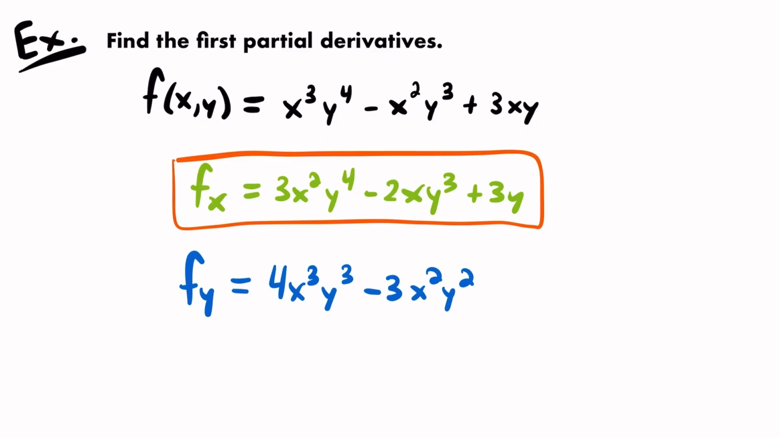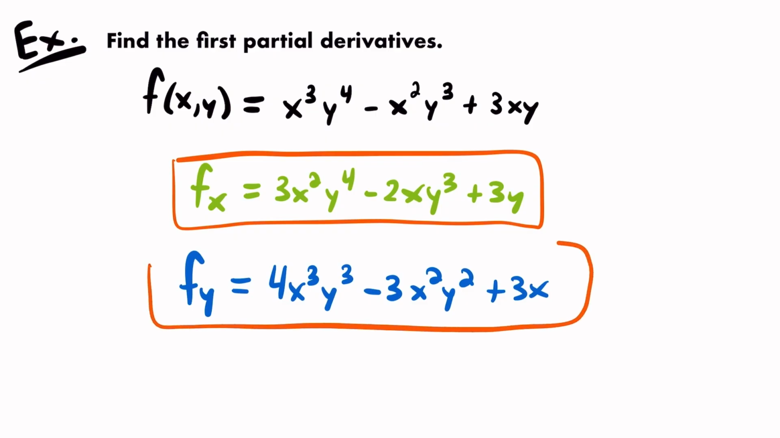y squared. Okay, and then for the last term here, 3xy, you just want to think of x as a constant once again. So 3x would be the coefficient of y, and if you take the derivative of y to the first power, the result will just be that coefficient. So we get plus 3x for that last term. And that right there would be the partial derivative with respect to y for this multivariable function.